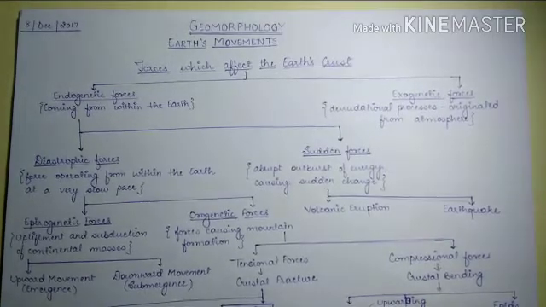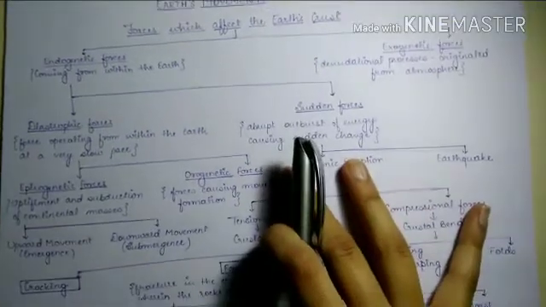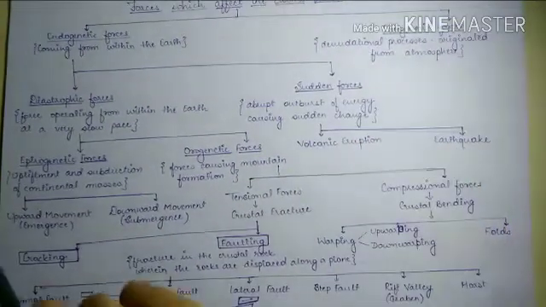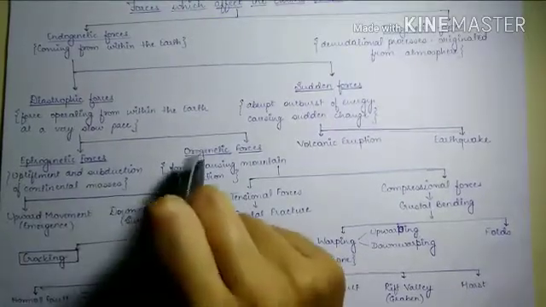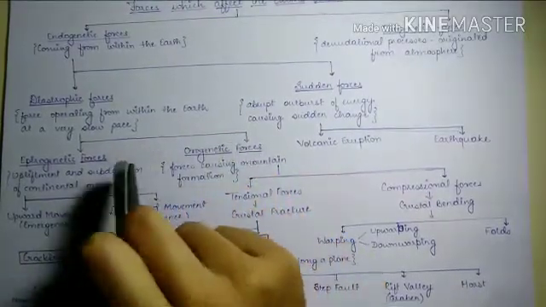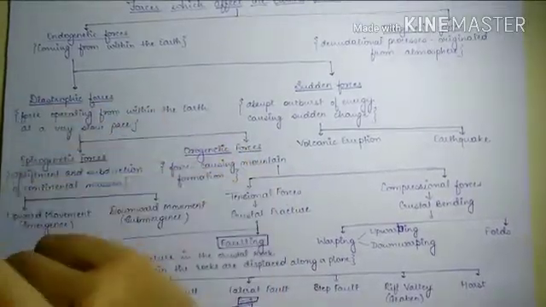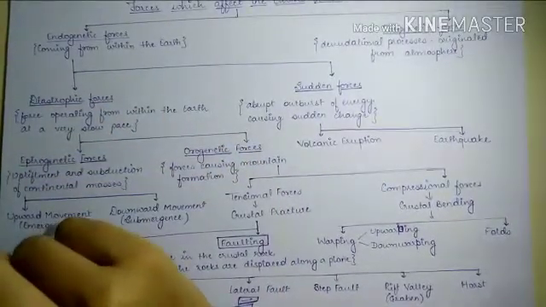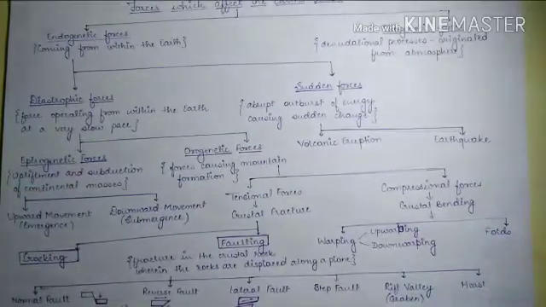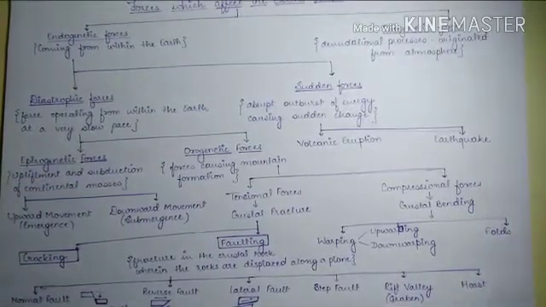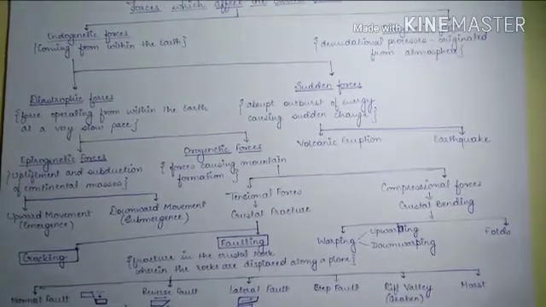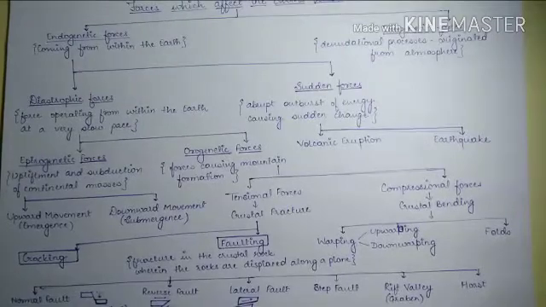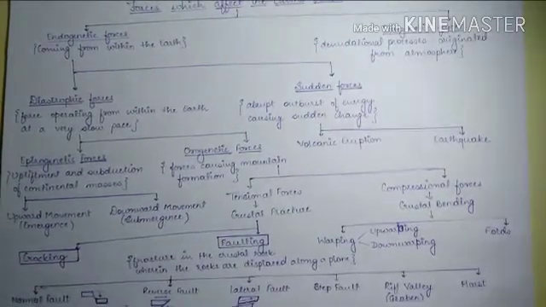Now in diastrophic movement, we'll see that there are two types of forces. First is aperogenetic and second is orogenetic. In aperogenetic, the whole continental landmass that is greater in area is uplifted or subducted. So they are either uplifted, that is upward movement, or subducted, that is downward movement.